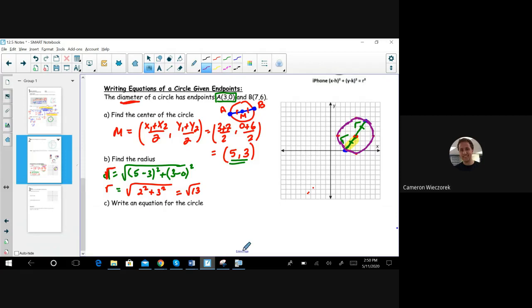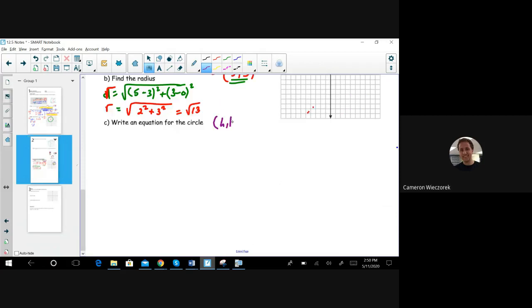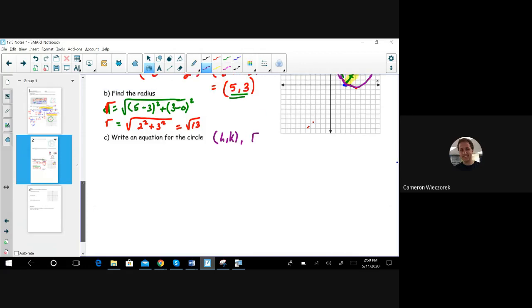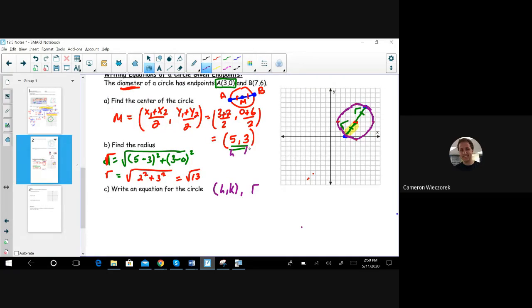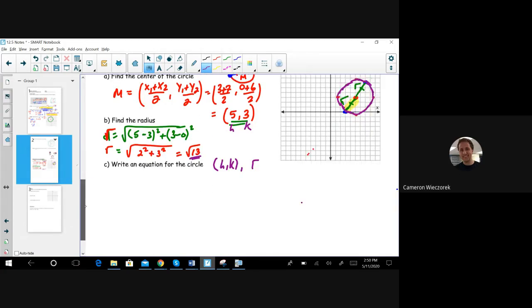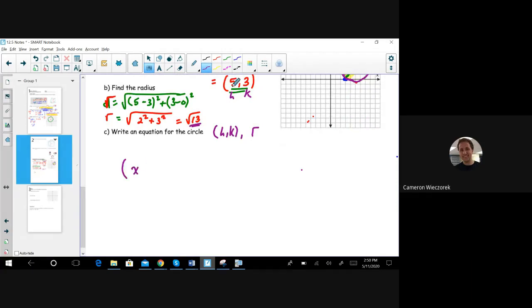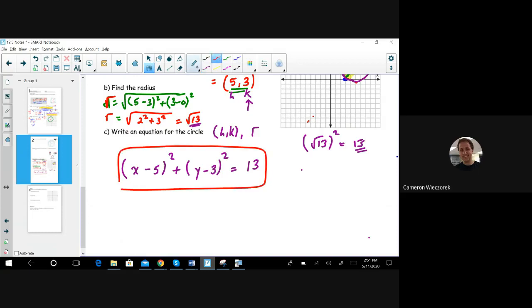So now I get the equation. What do I need? I need the center, I need h and k, and I need the radius. The center we figured out in part A. Here was h, here was k, 5, 3. And the radius we got was root 13. So putting it all together, I'm going to get x minus 5 squared, because I got to switch the sign, plus y minus 3 squared, because I got to switch the sign. And remember, I'm not going to put root 13 here. I'm going to square the radius. If you square the square root of 13, you just get normal 13. That's it. That would be the equation of my circle.